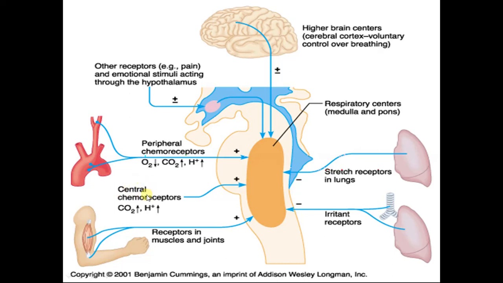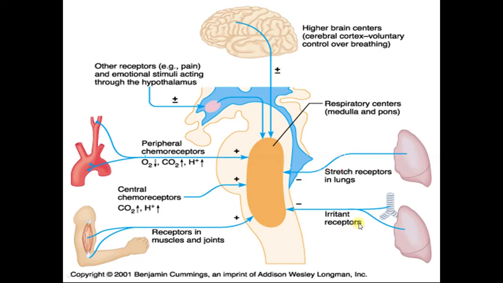The central chemoreceptors are present within the brain, and the signals which are transmitted from the peripheral and the central chemoreceptors to the respiratory center have a stimulatory effect on the activity of the respiratory control center. Then the proprioceptors are present in the muscles and joints. These proprioceptors are stimulated by the movements of the joints, and the signals are sent from these proprioceptors to the respiratory control center, and again these have a stimulatory effect.